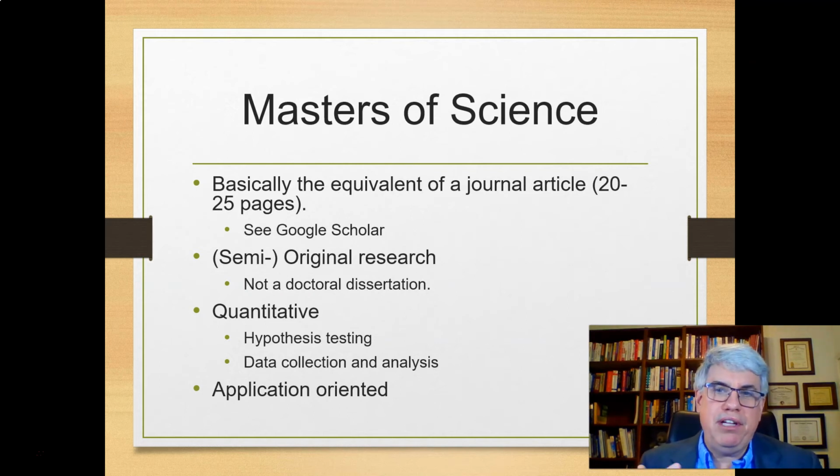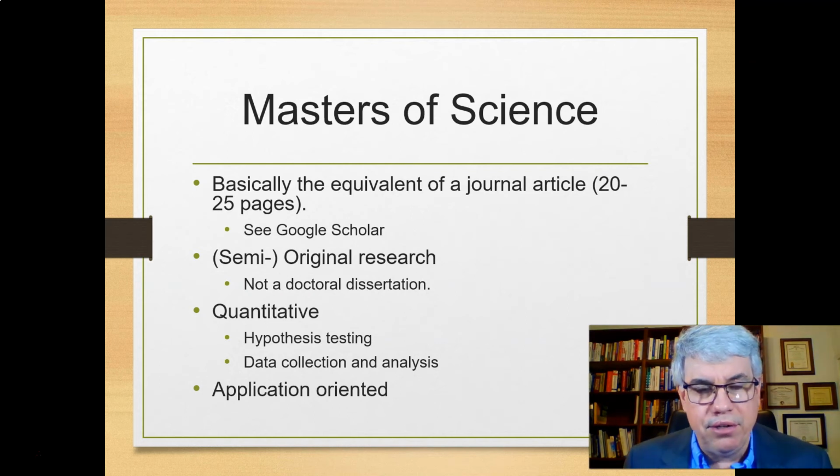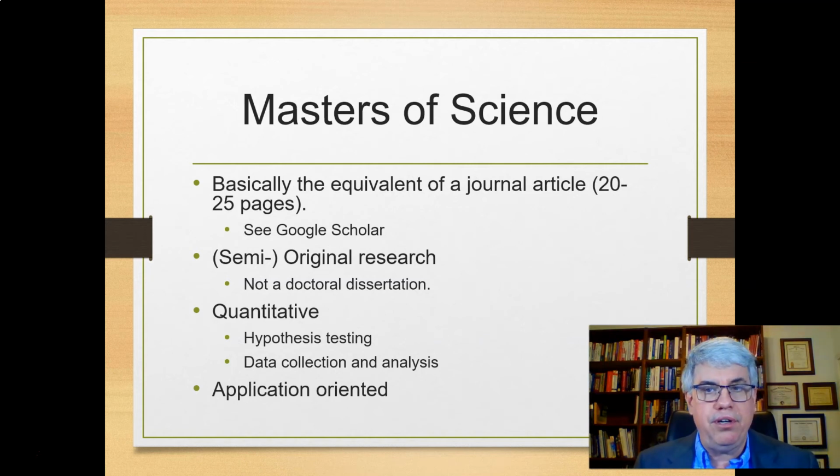But you should generally do something that's original, and it will be research, and you will publish your results. Even if they're not significant, you'll still publish them. Now, the Master of Science degree also has a focus on quantitative research. That means we're going to measure things with numbers. We're not just going to interview people or go around describing things.